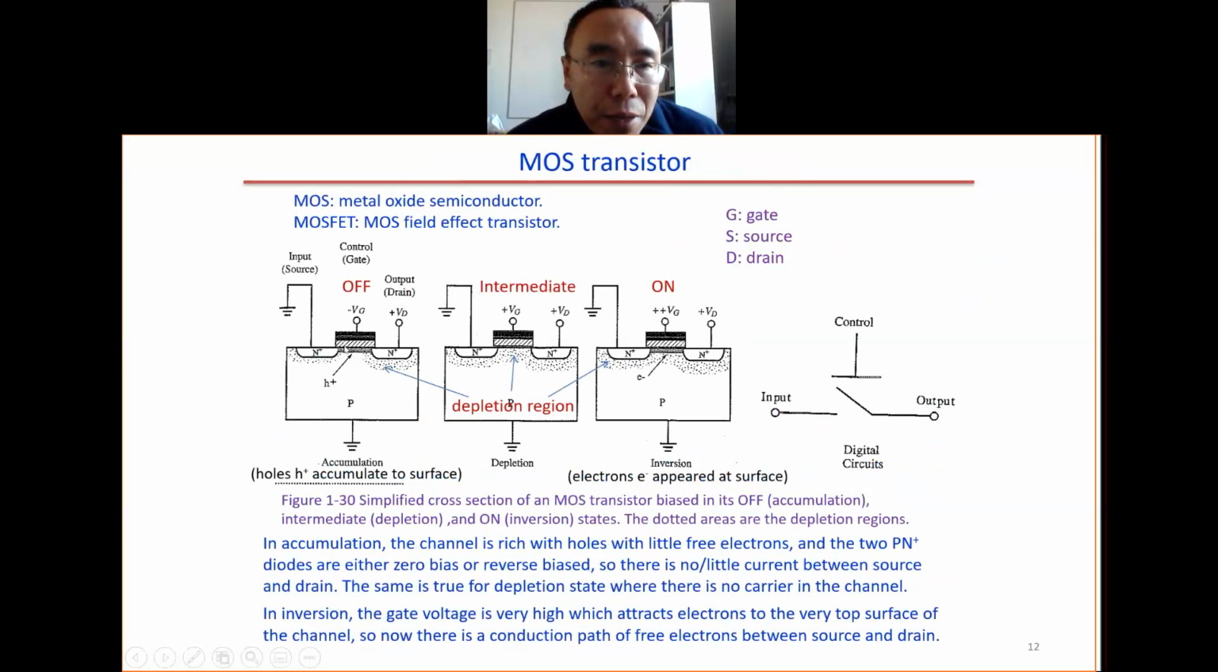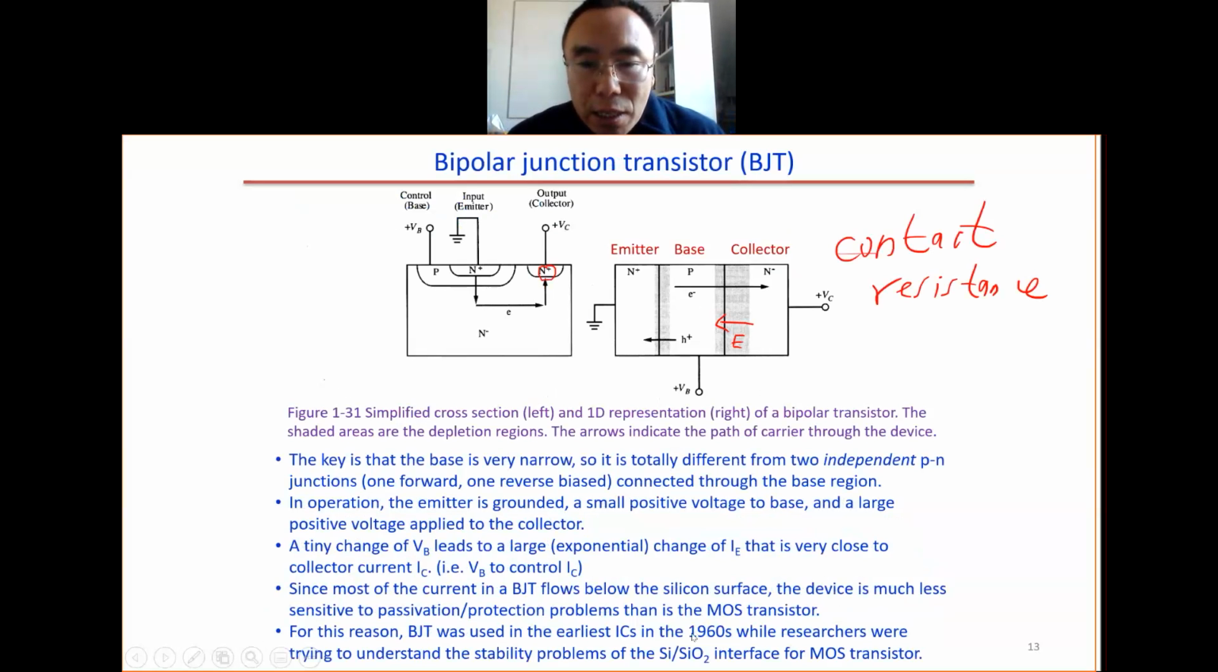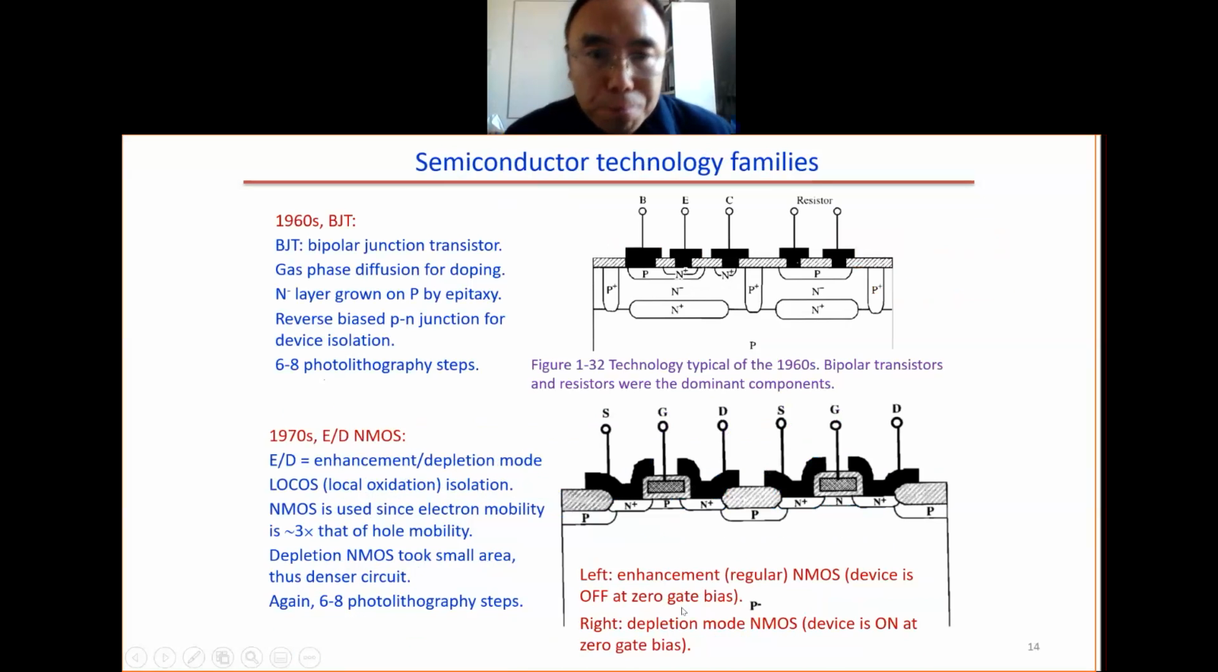But for the MOSFET, you can see if we have some contamination between the oxide and silicon surface, then the performance will be bad. That is why in the 1960s, people used the bipolar junction transistor for the logic circuit rather than MOSFET, because for the MOSFET, we have this stability problem of the silicon and silicon oxide interface.